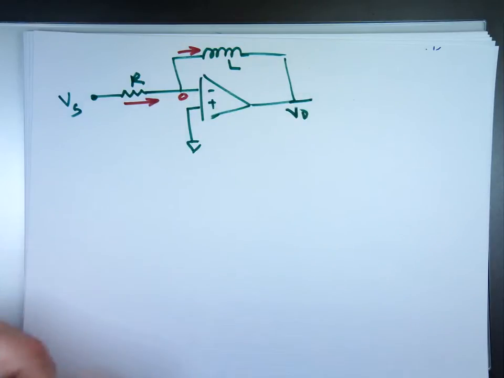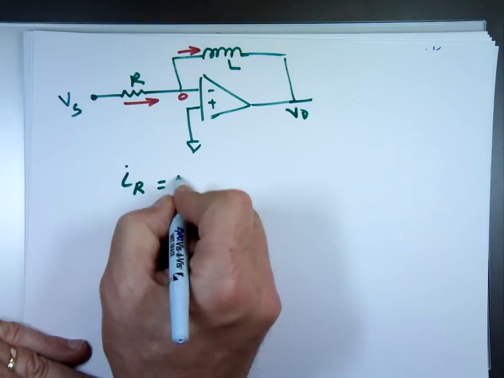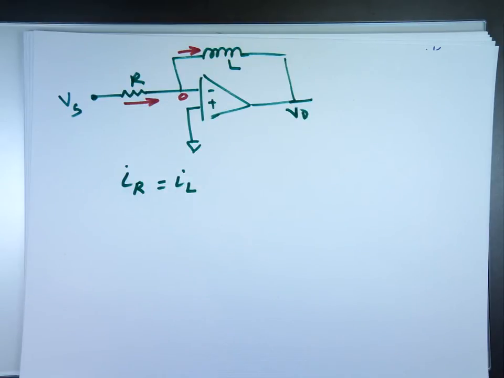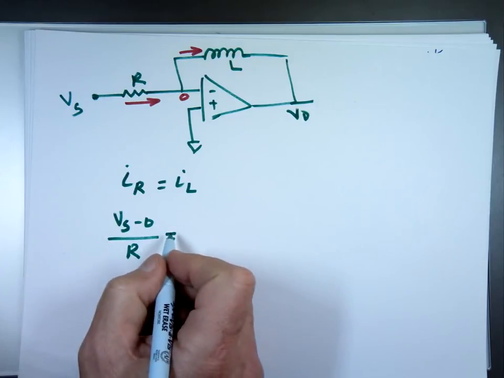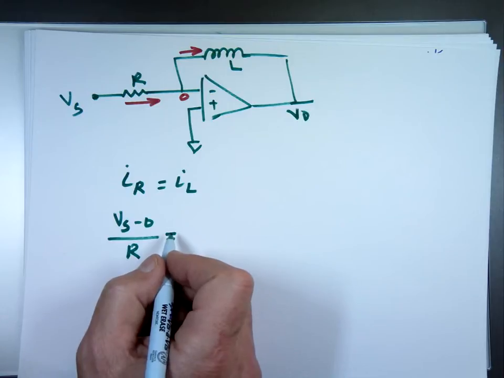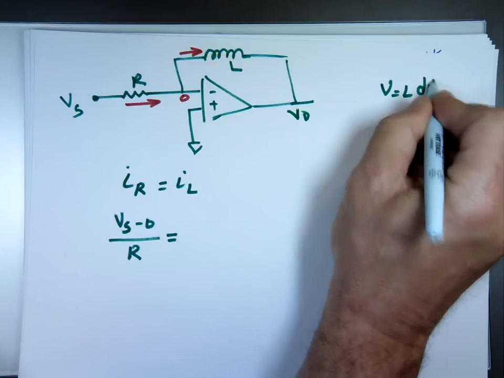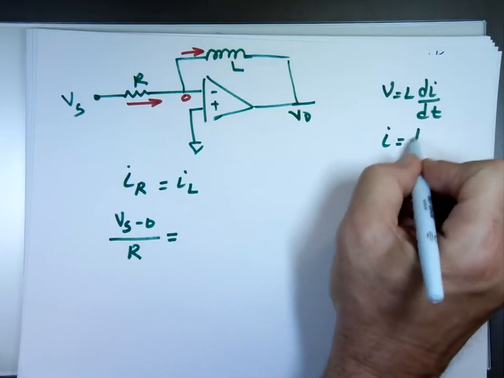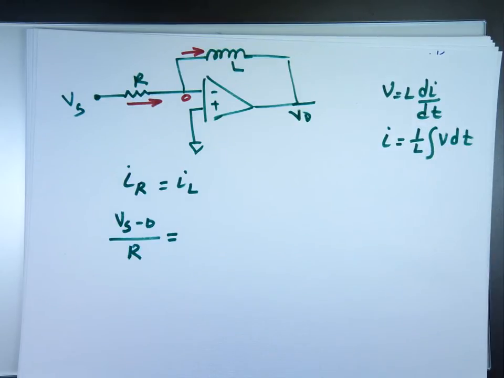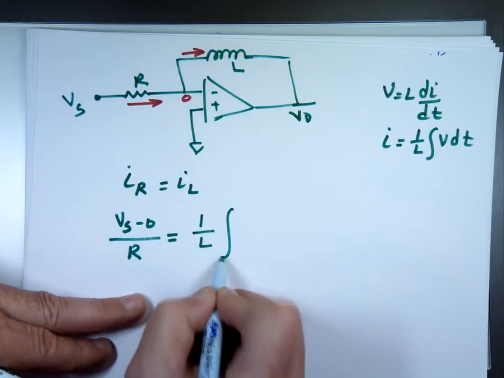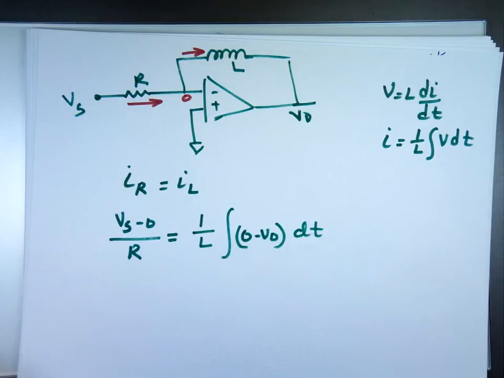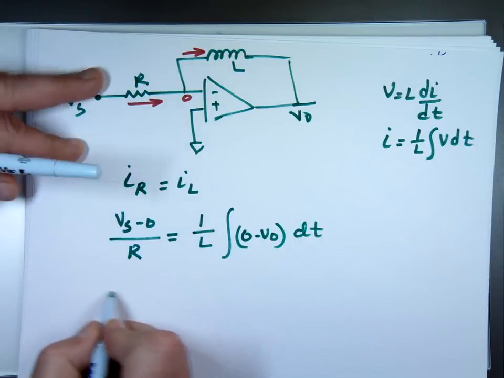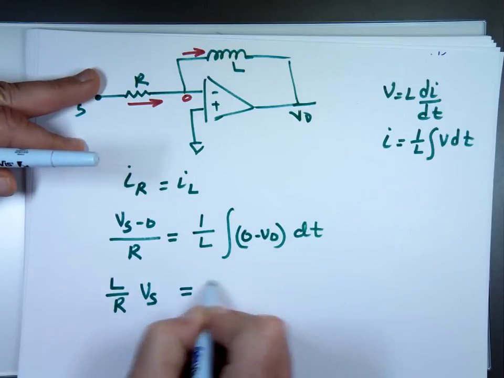This is zero voltage. I sub R equals I sub L. What's I sub R? This voltage minus that voltage over R. What's I sub L? V equals L di/dt for an inductor. That means I equals what? 1 over L, the integral of V dt. So this will be 1 over L, the integral. What's the voltage? 0 minus V out. Multiply by L to clean it. L over R times Vs equals negative the integral of V out dt.